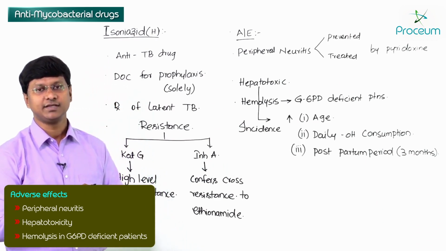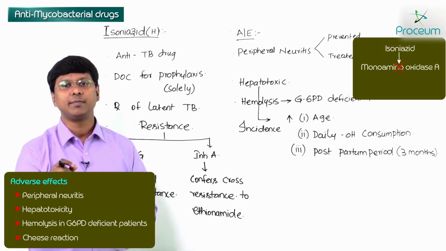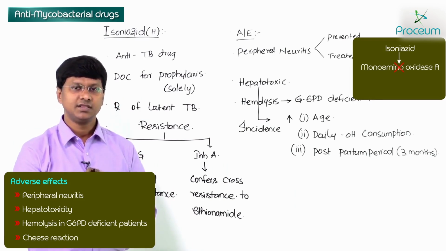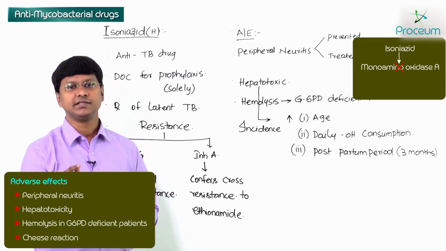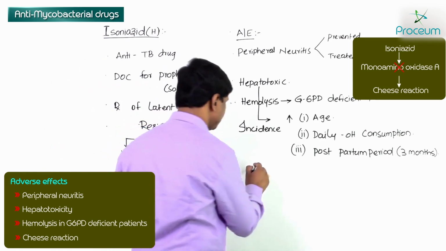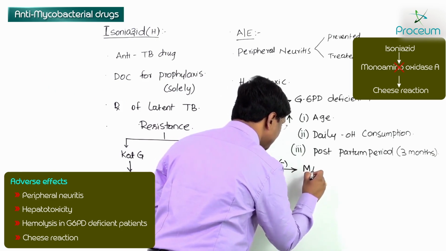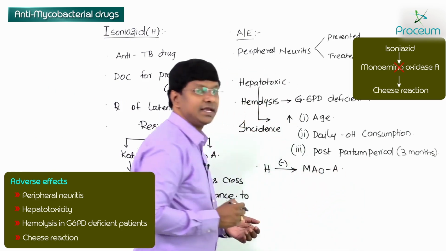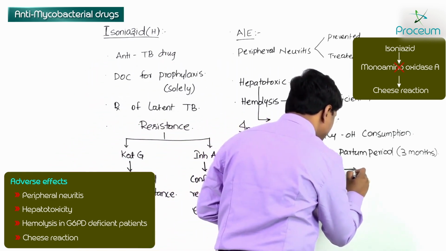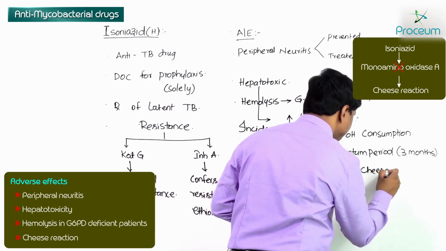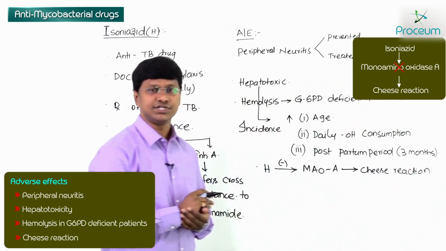Now, another important point is that isoniazid not only inhibits mycolic acid synthesis within the mycobacterial organism, it also inhibits the monoamine oxidase A enzyme in humans, and because of that, in humans it can result in the cheese reaction.